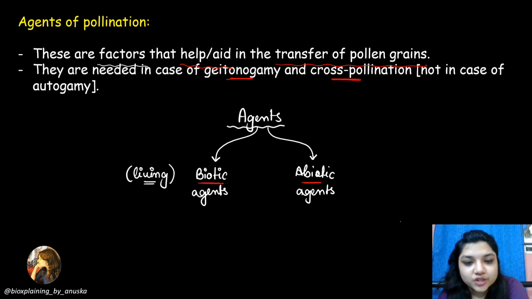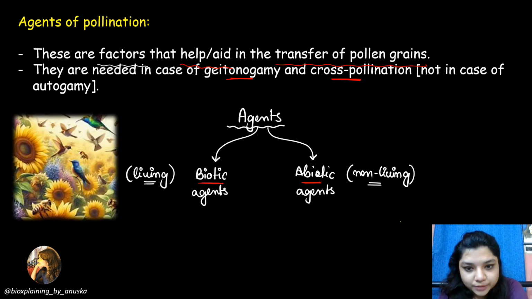Biotic agents refer to the living factors. Wherever you find the word bio, you'll understand it refers to life, that means living organisms. While on the other hand, abiotic means the opposite of that. So these refer to the non-living factors that are involved in pollination.